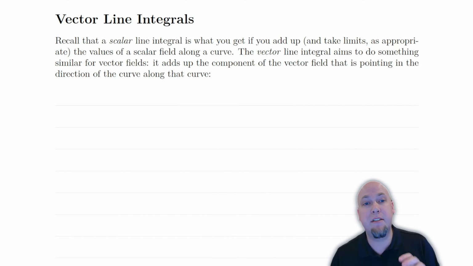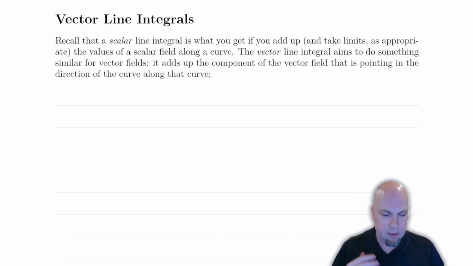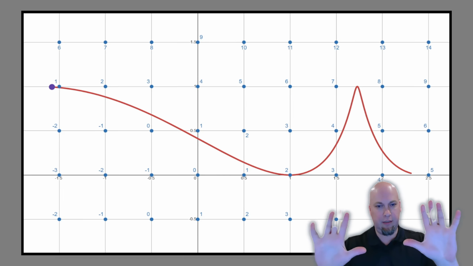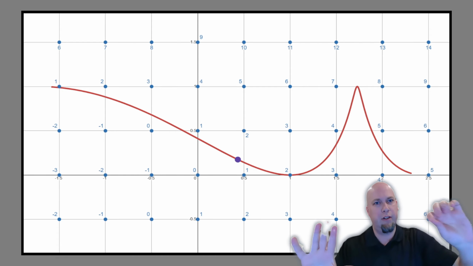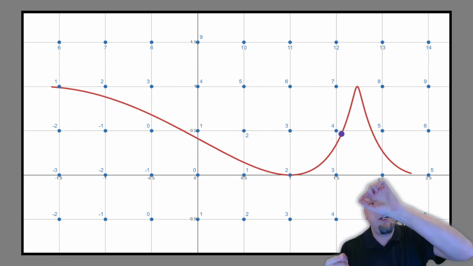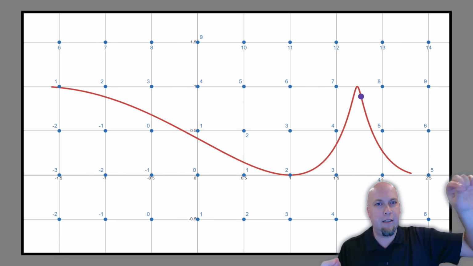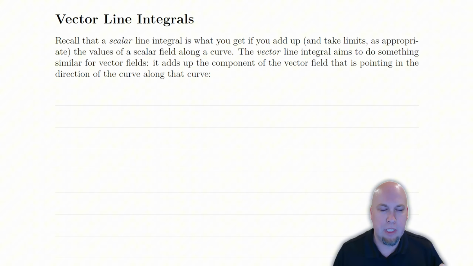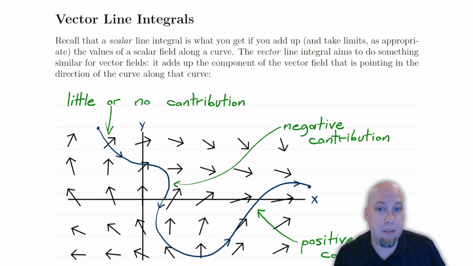As the name suggests, it's a line integral, very similar to scalar line integrals from last week. The difference is instead of taking place over a scalar field, it takes place over a vector field. Remember, what was a scalar line integral? You had a scalar field in the background, and then you had a curve going through it, and you imagined accumulating values of the scalar field as you walked along the curve. A vector line integral is very similar, except instead of a scalar field in the background, you've got a vector field in the background.